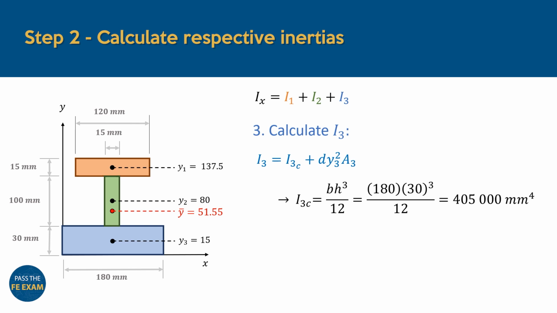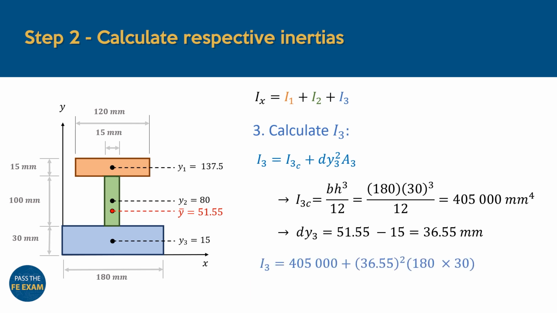For this, we'll use the same formula as before to find that it has an inertia of 405,000 millimeters to the power 4 about its own centroidal x-axis. And when inspecting its distance from the centroidal x-axis, we find dy3 as 36.55 millimeters. When we substitute these values into our parallel axis theorem one last time, we find that the blue rectangle has an inertia of 7.62 times 10 to the power 6 millimeters to the power 4 about the centroidal axis.